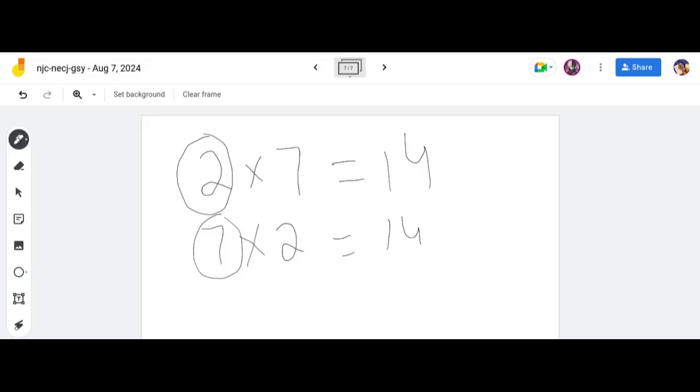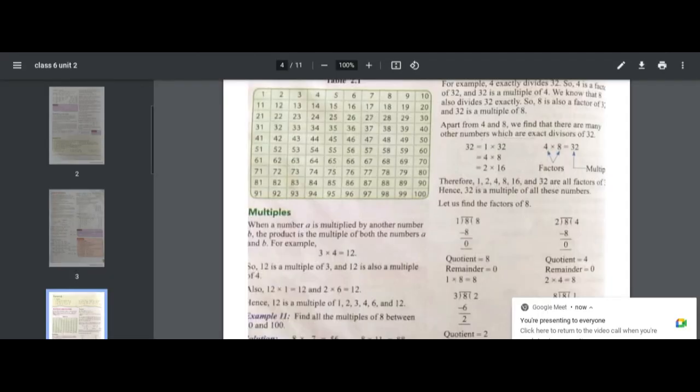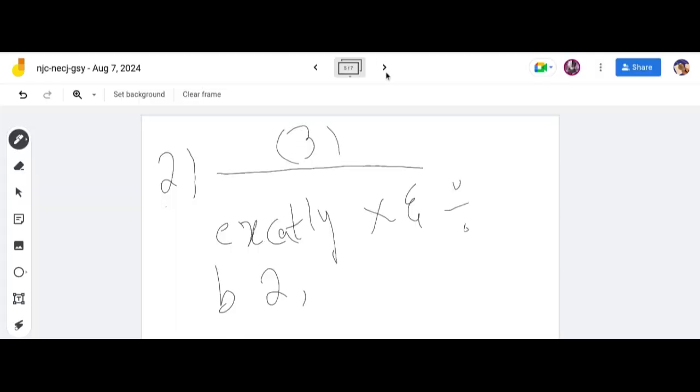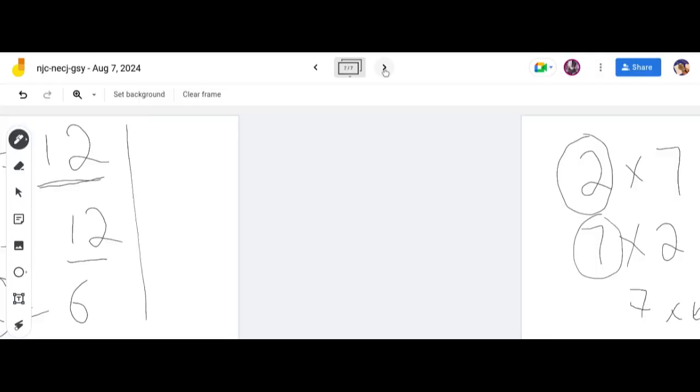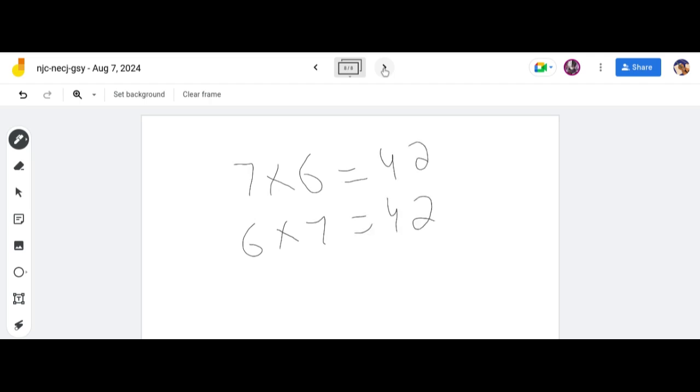Okay, so you have to write this thing down. First you have to write the definition of multiple from your textbook, and you can write the example. It can also be like 7 times 6 equals 42. 7 times 6 is 42, and then it will be 6 times 7 is 42. Can you give me any example which doesn't show the multiples of any two numbers?